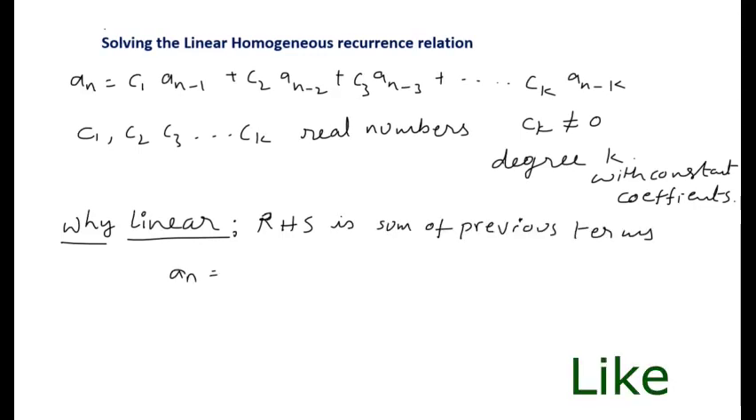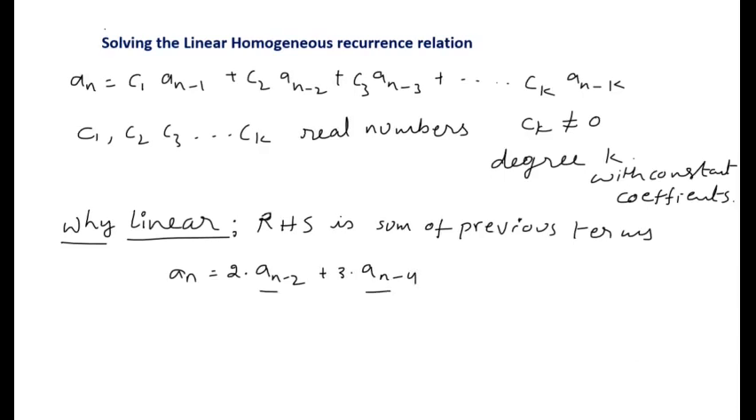Suppose you have a_n = 2 a_(n-2) + 3 a_(n-4). If you observe here, a_(n-2) and a_(n-4), it is the sum of the previous terms. Suppose you have a_n = a_(n-1) + a_(n-2) squared. Here, because of the square, it is not linear.